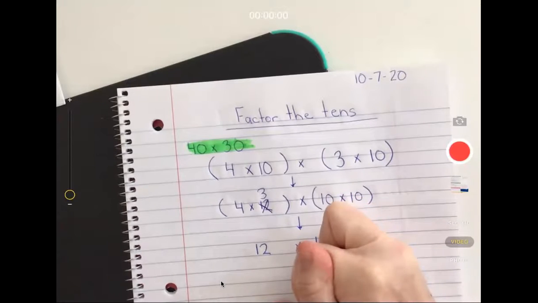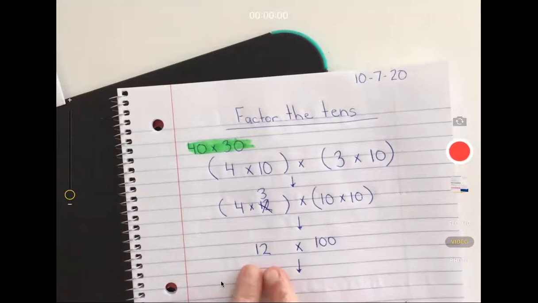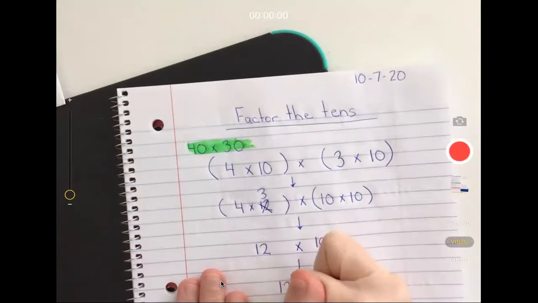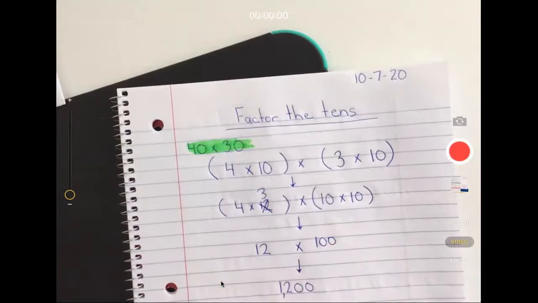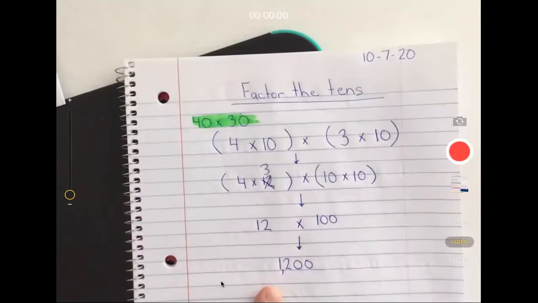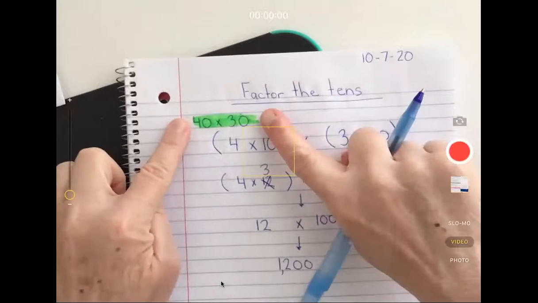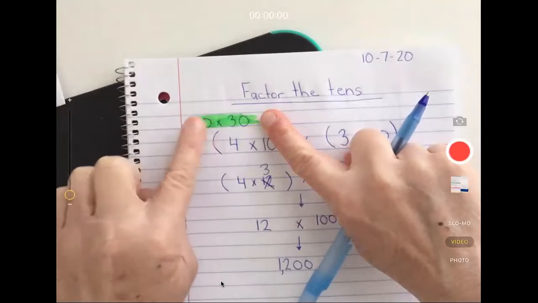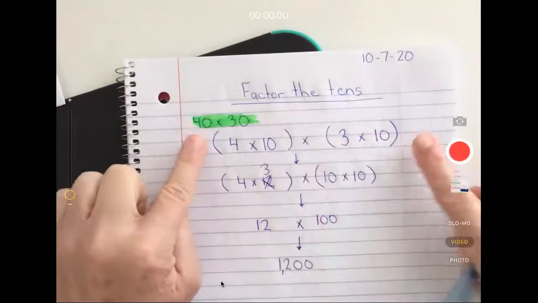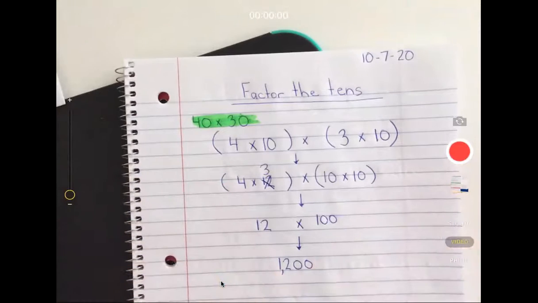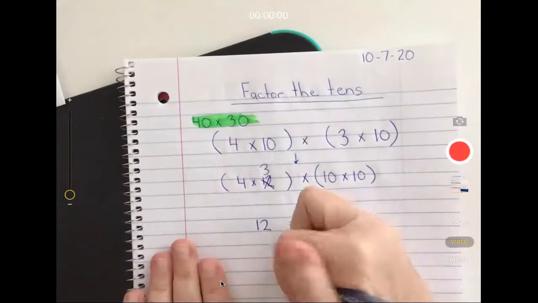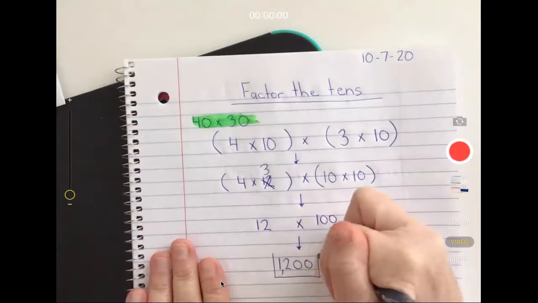I can draw one final arrow. This tells me 12 groups of 100 is 1200. And that's how we're going to take this large equation, a 2 by 2 multiplication, and factor out the tens and break it down until we find the product. I'm going to put a box around this. This is the answer.